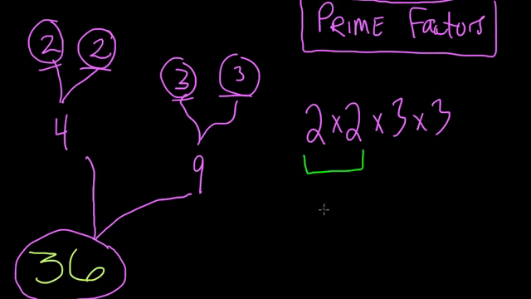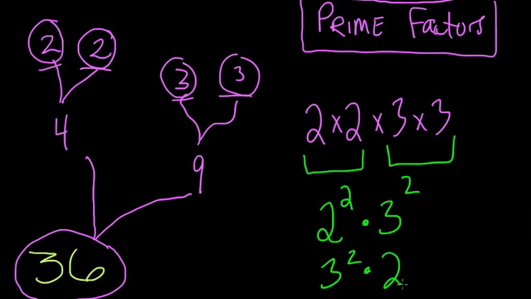So 2 times 2 can be thought of as 2 to the second. And 3 times 3 can be thought of as 3 to the second. So you might see it like this, or the reverse order, 3 squared times 2 squared.